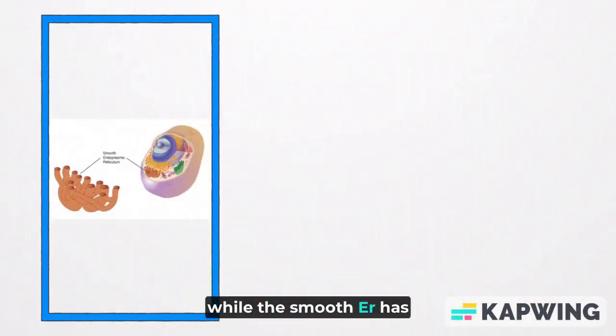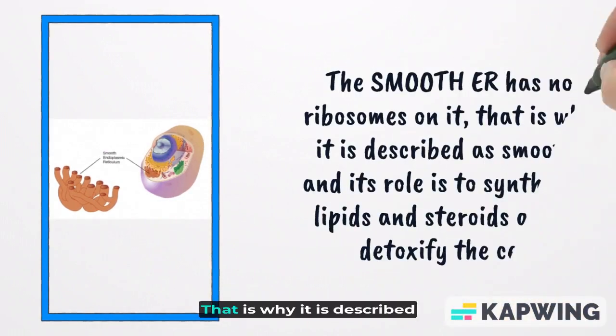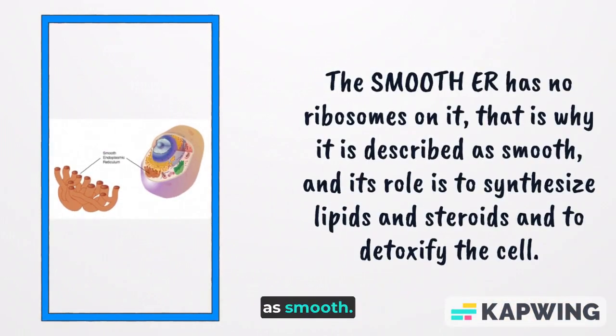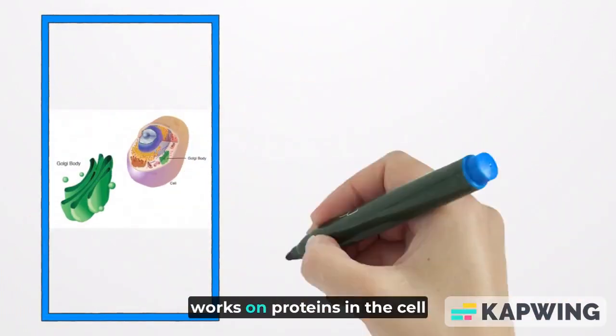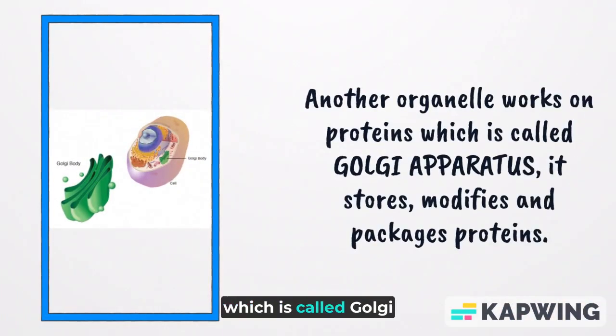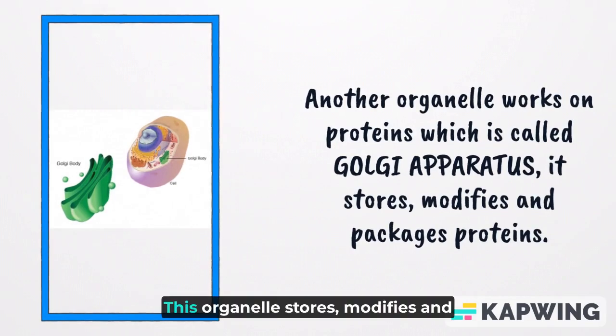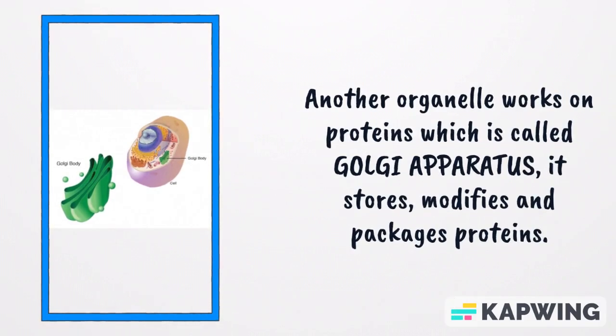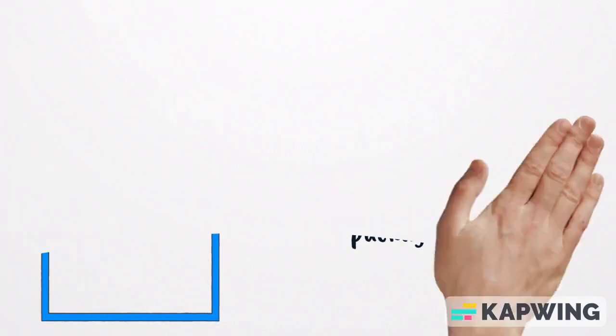While the smooth ER has no ribosomes in it. That is why it is described as smooth, and its role is to synthesize lipids and steroids and to detoxify the cell. There is another organelle that works on proteins in the cell, which is called the Golgi apparatus. This organelle stores, modifies, and packages proteins.